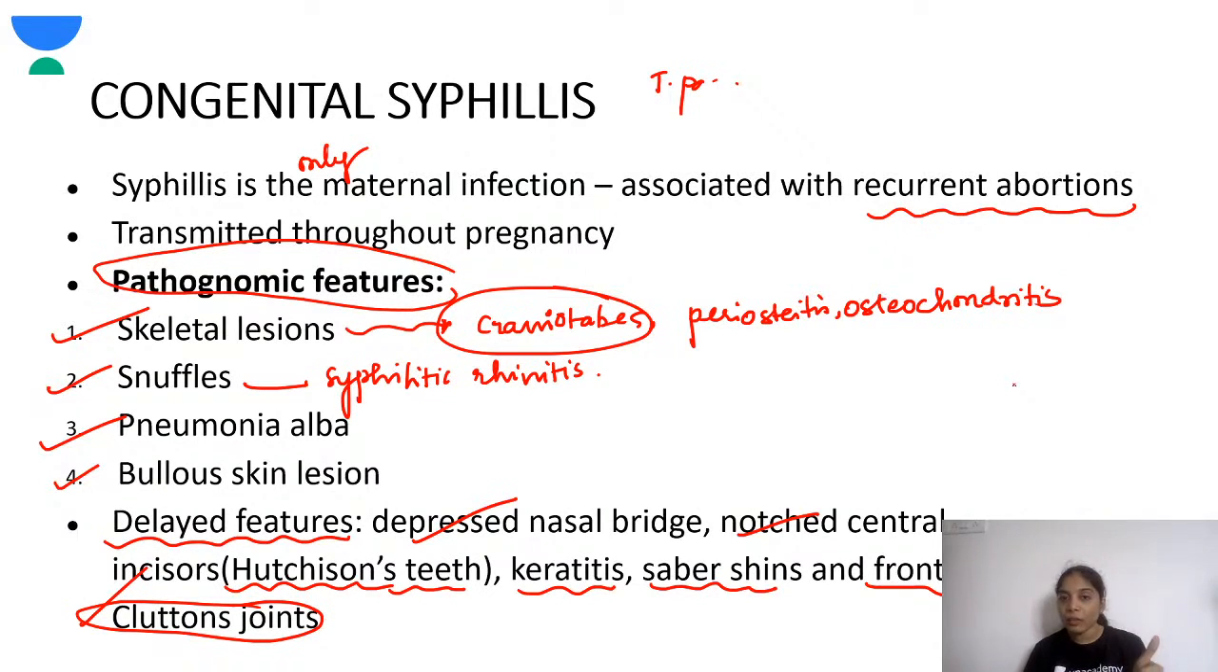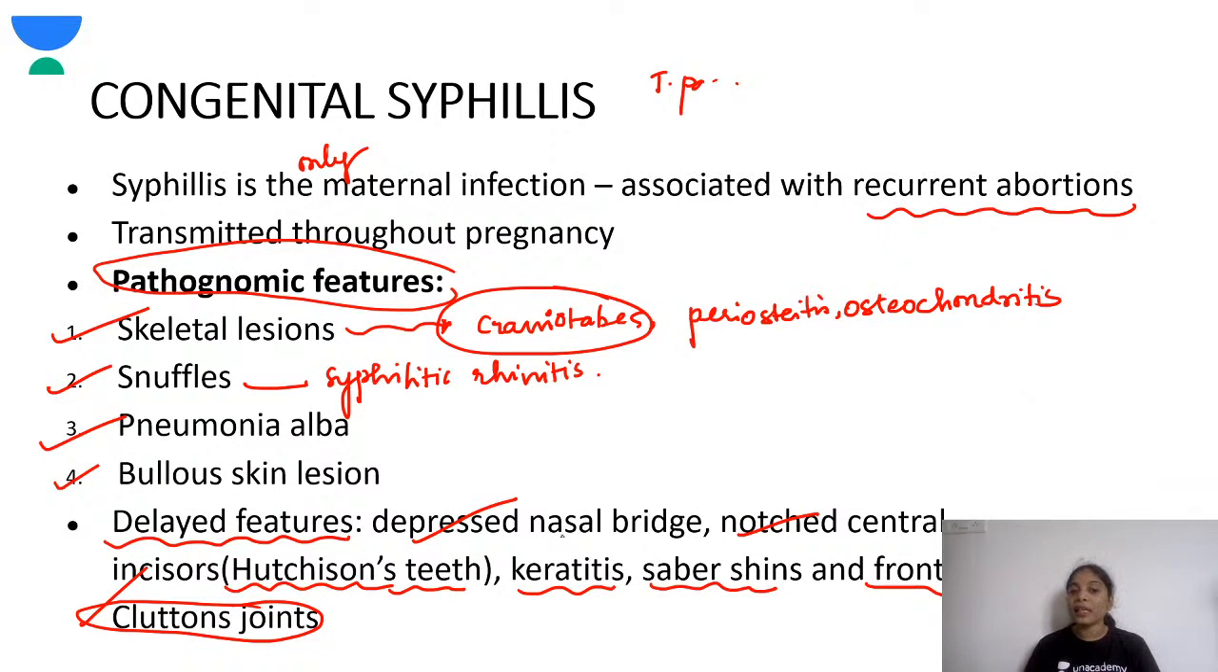They have skeletal features, they can have craniotabes. Craniotabes is what? This is softening of the skull bone. When you press over the skull bones, you can actually indent it, and when you remove it, like a ping pong ball, it will come back to the normal position. That is craniotabes. There could be periostitis, there could be osteochondritis, there could be snuffles. Snuffles is nothing but syphilitic rhinitis. There is pneumonia alba, bullous skin lesion.